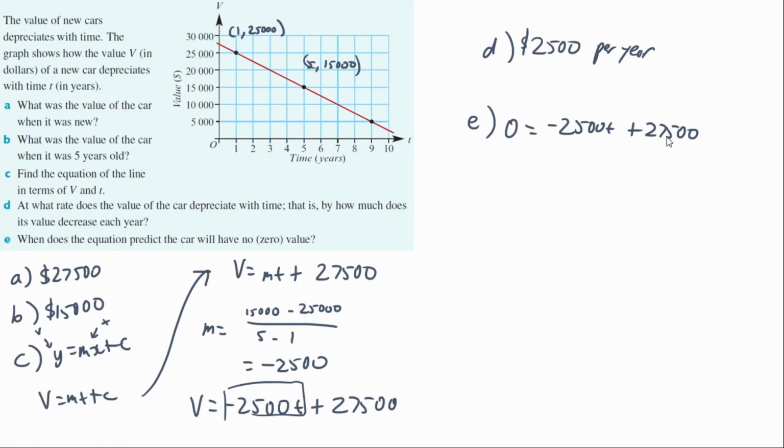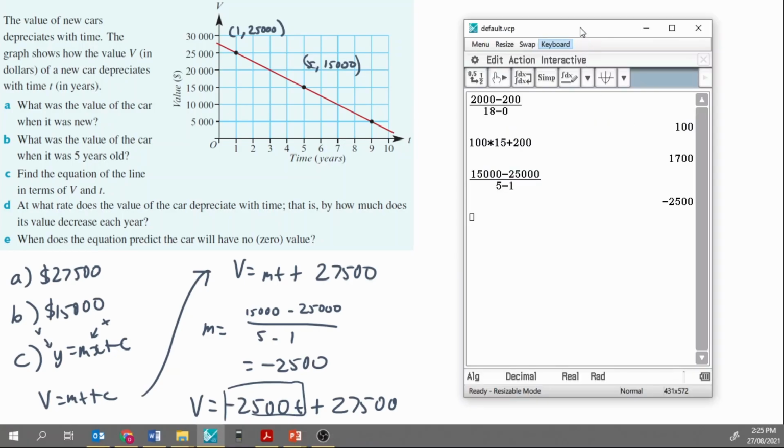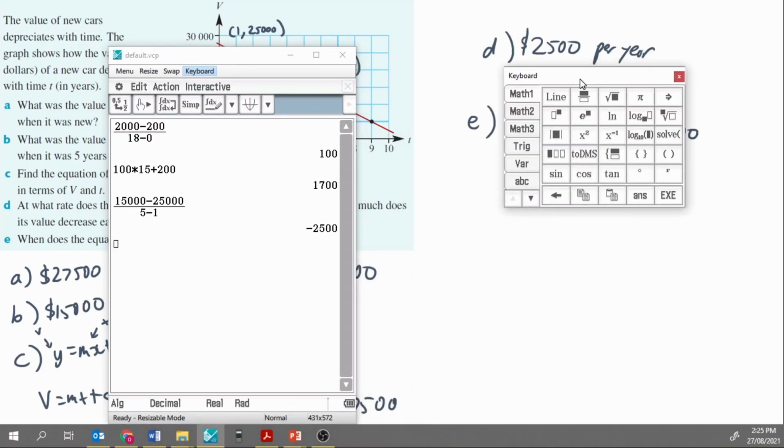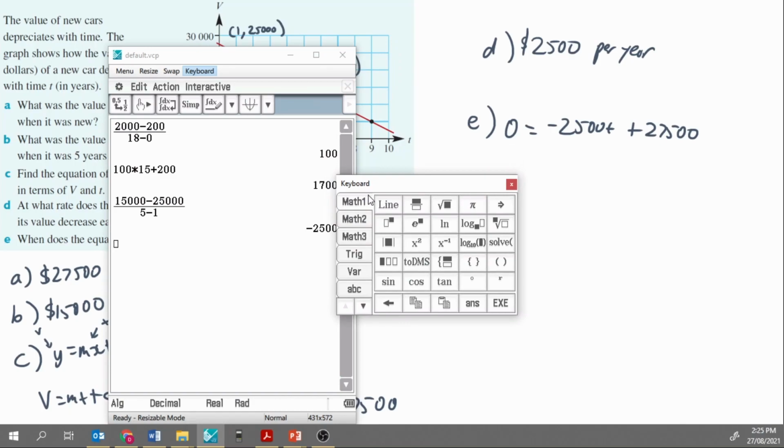And once you've got that, you can work that out algebraically by getting t by itself. But remember, we've got our CAS calculators, put them to use. So once you've got that out, go onto Math 1 there on your keyboard, press solve, and just type that equation in exactly how it is. So 0 equals negative 2,500t plus 27,500. And you have to tell the calculator you're solving for t. And enter, I get t equals 11.